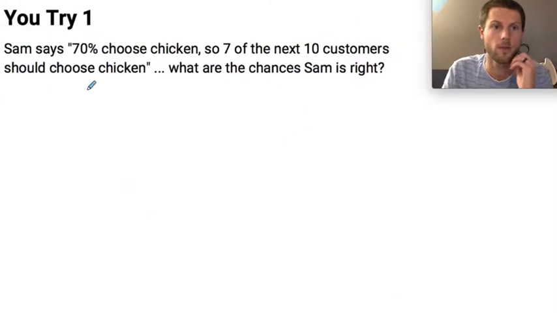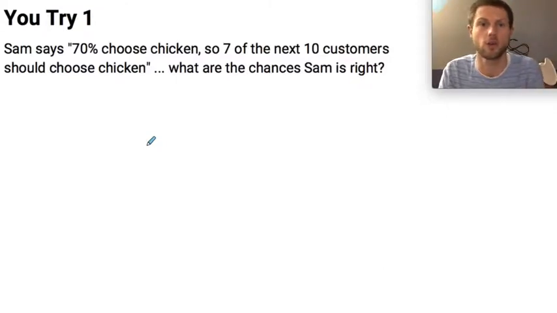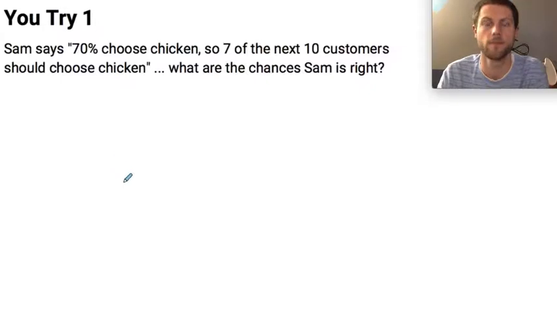So why don't you try this example here. It involves choosing chicken at a restaurant or something like that, and work out what the n is, the number of trials, work out what the success probability is, work out what the number of successes you're looking for is as well, and see if you can figure this one out. So pause the video, give this one a shot.